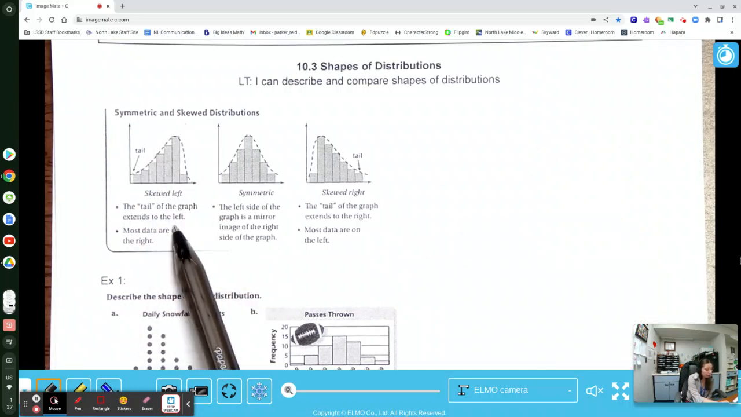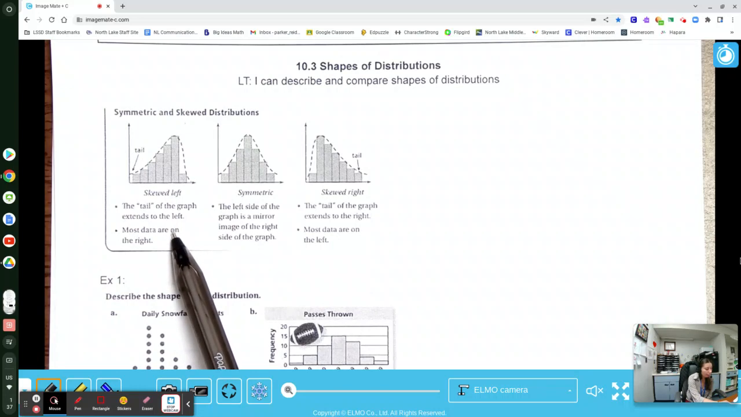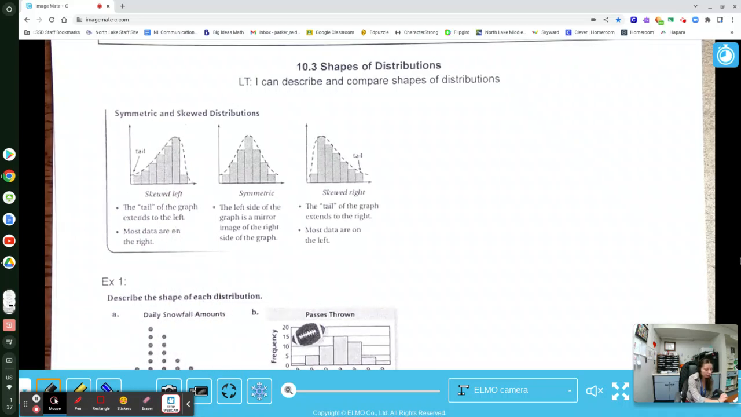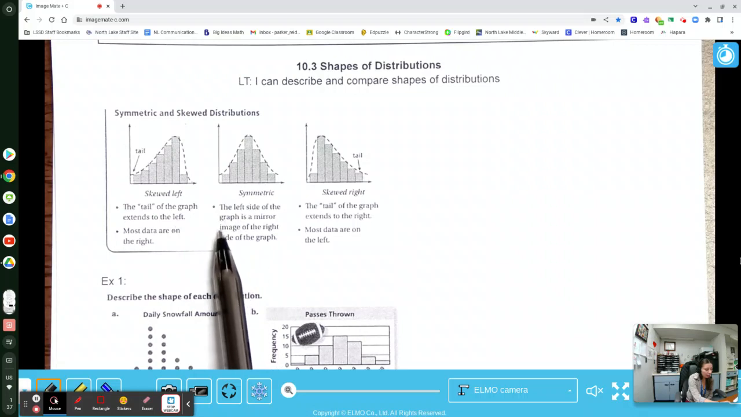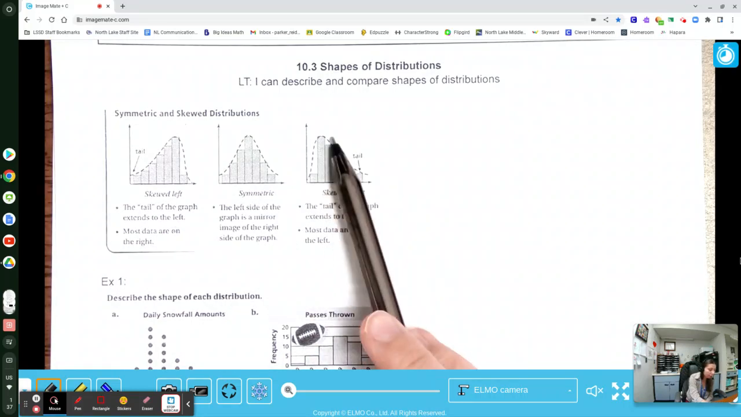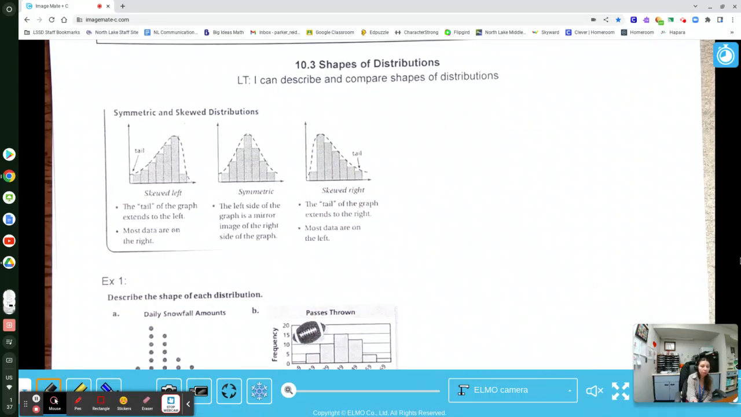So here this represents a distribution that is skewed left. The tail is kind of the skinnier part of the distribution, extends to the left, and most of the data, the peak of the data, is on the right. Symmetric distribution has a left side and a right side that are basically mirror images of each other. And data that is skewed right has a tail on the right, so the skinny part is on the right. Most of the data, the peak of the data, is on the left. So we'll want to refer back to these when we're trying to decide the shape of a distribution.